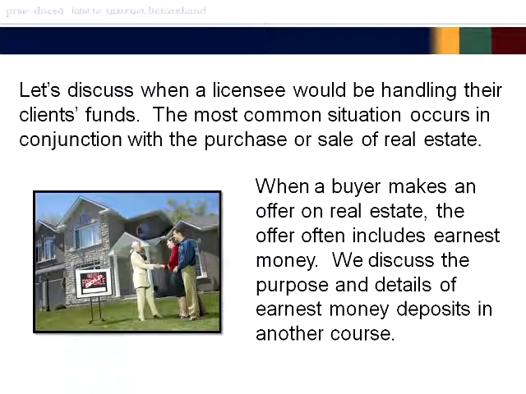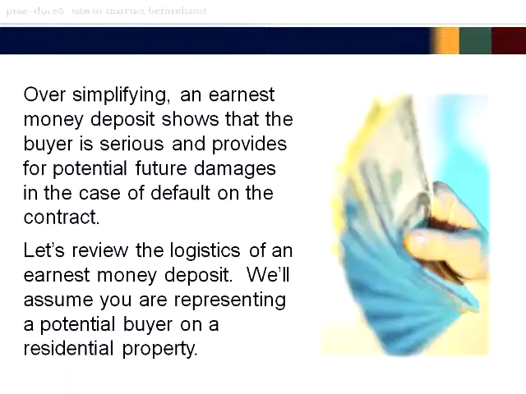Let's discuss when a licensee would be handling their client's funds. The most common situation occurs in conjunction with the purchase or sale of real estate. When a buyer makes an offer on real estate, the offer often includes earnest money. We'll discuss the purpose and details of earnest money deposits in another course. Oversimplifying, an earnest money deposit shows that the buyer is serious and provides for potential future damages in the case of default on the contract.